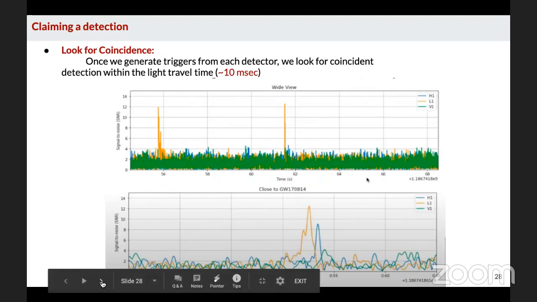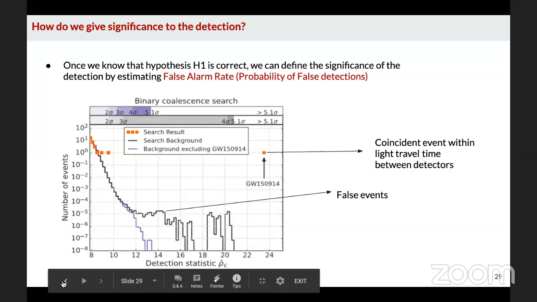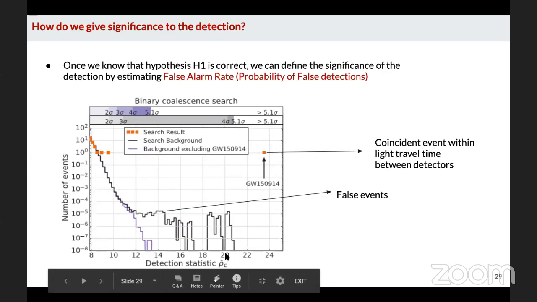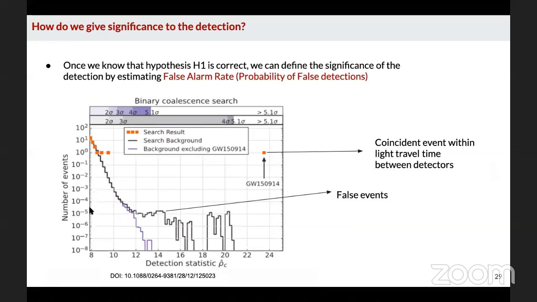Okay. Now we have talked about how we associate a signal to noise ratio to an event, but how do we know that this is actually a significant event? For understanding the significance of the detection, we assign a false alarm rate to that particular event. So what do we do here? False alarm is basically understanding the probability of false detections. From this plot, this is for the first event, which we had detected in 2015.